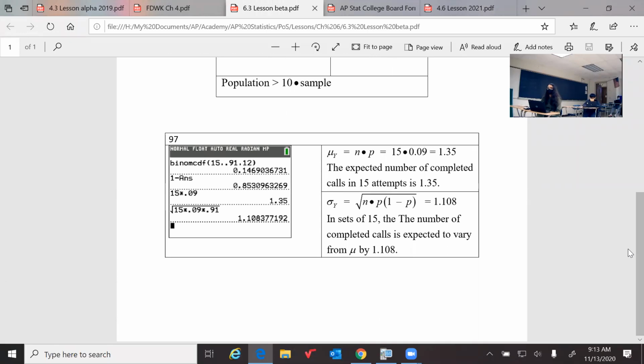The question says there's a 9% chance that a call reaches a live person. Find the probability that more than 12 calls are not completed. So I went binomial, cumulative. 15 calls, 91% is success, because we're looking at successes being not completed. Up to and including 12 gives you 14.5%.